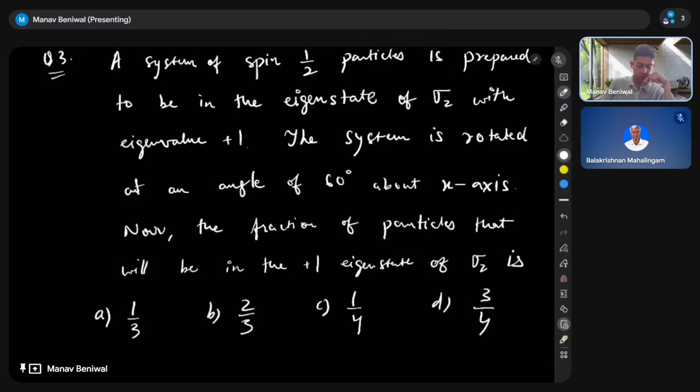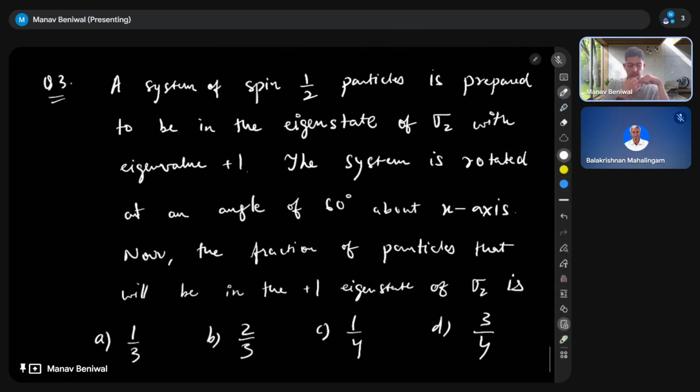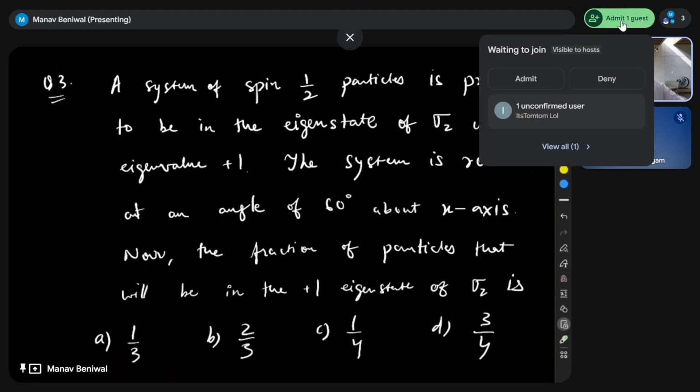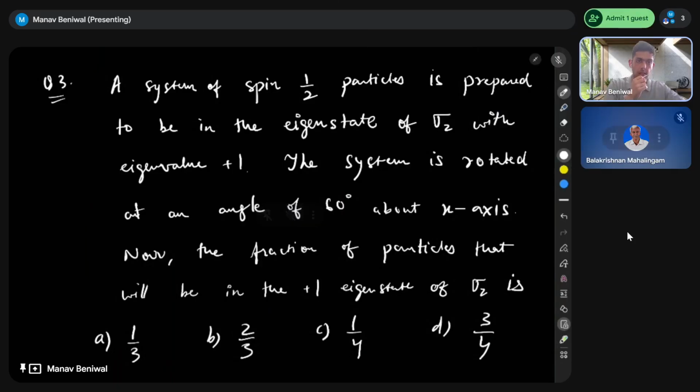So we have a system of spin half particles, and sigma z has eigenvalue 1. If we think of these particles in terms of their spins, it would mean that all the particles in the system have a plus 1 spin, right? So all of the particles are spin up particles. Now the system is rotated at an angle of 60 degrees about the x-axis. So the question is, what will be the fraction of particles that will now be in the up spin?